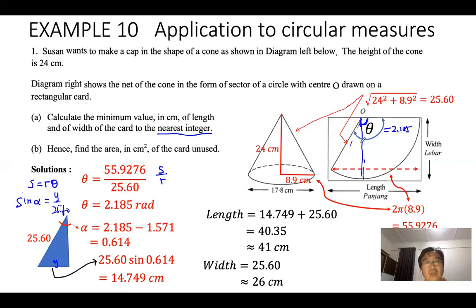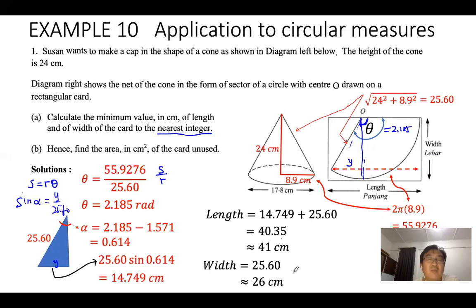And then you need to know this. The width here actually is the radius, right? And then the length is the sum of the radius and this part now, okay? So this part, or we say y lah, this part y plus 25.6. So therefore you get 40.35, and then you get the answer, okay? The length is 41 centimeter and the width is 26 centimeter.